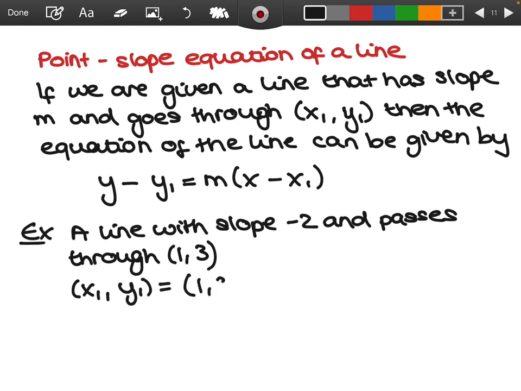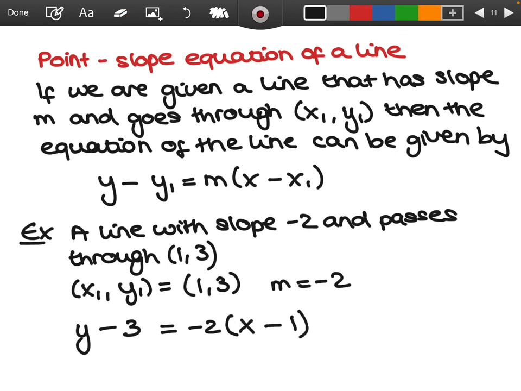x1, y1 is this point here, (1, 3), and we know m is -2. So let's plug all of that in. y minus y sub 1 is 3, so then I've got m is -2, x minus x sub 1 is 1. Now you can distribute out and rearrange this.